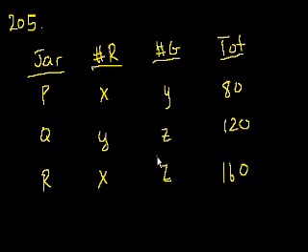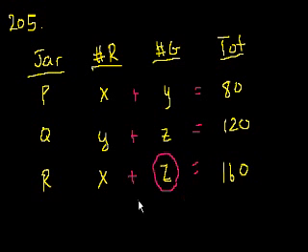So we need to solve for Z. What we have here is three variables, three unknowns, and three equations, because we know that the red plus the green is equal to the total for any one of the jars, right? Y plus Z is equal to 120, and X plus Z is equal to 160.